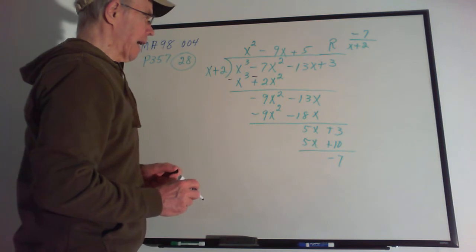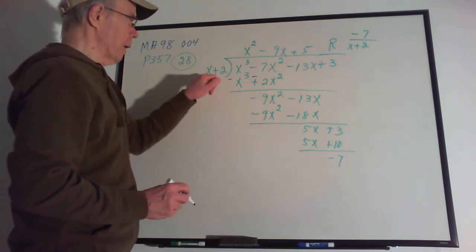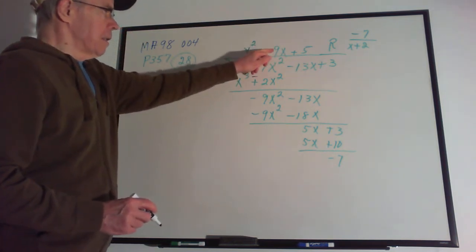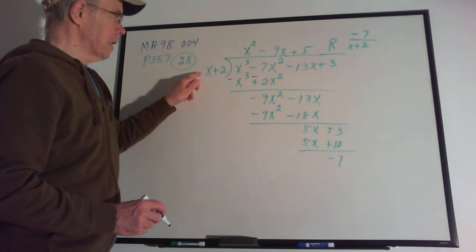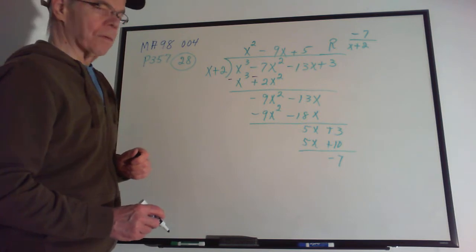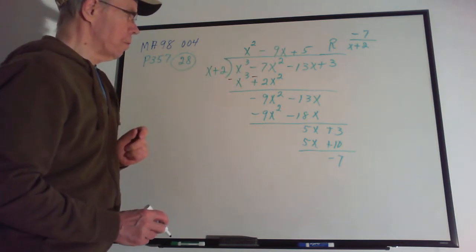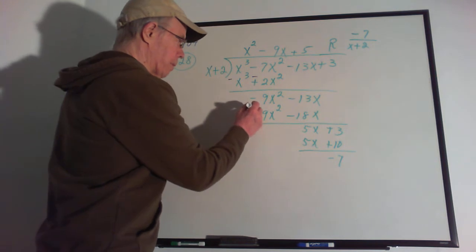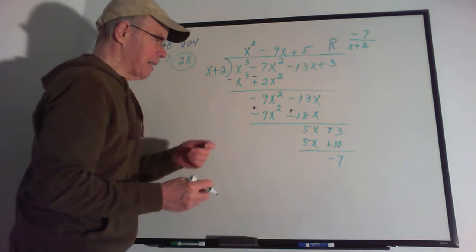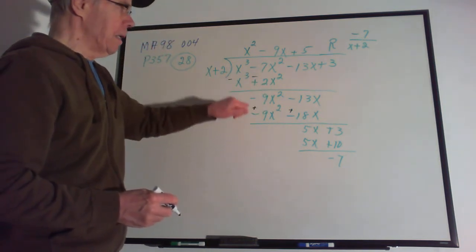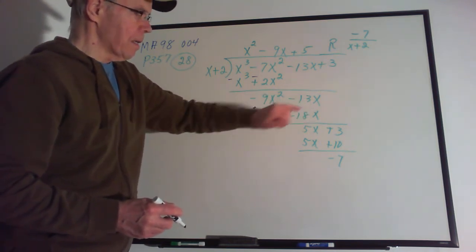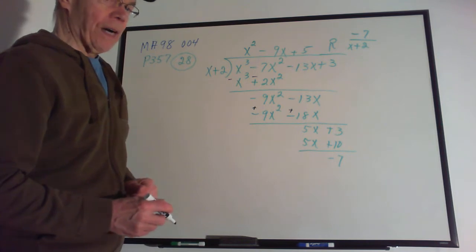Bring down the 13x. Divide the negative 9x squared by x, you get negative 9x. Negative 9x will give you negative 9x squared minus 18x, because it's going to be 9x times 2. Again, you're going to subtract, which means you change the signs. And now you proceed as an addition. Negative 9x squared plus 9x squared is 0. Negative 13x plus 18x gives you a positive 5x.